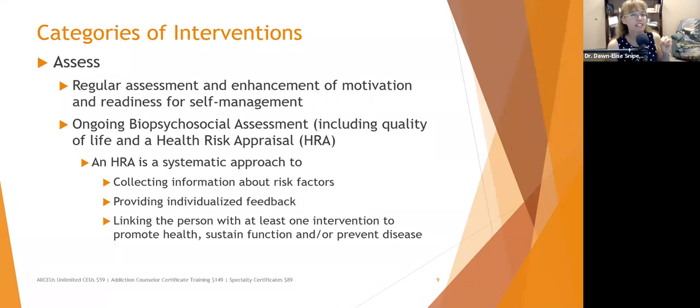Provide individualized feedback about those risk factors and potential interventions, and then link the person with at least one intervention to promote health, sustain function, or prevent disease. So we're going to look at their risk factors, and for a lot of us as counselors, we're going to look at some of their interpersonal and emotional risk factors potentially, and then offer them an intervention, something to try this week to help them promote their health and well-being.